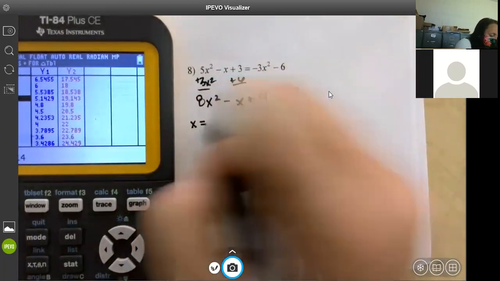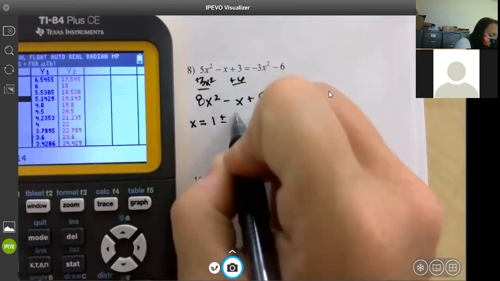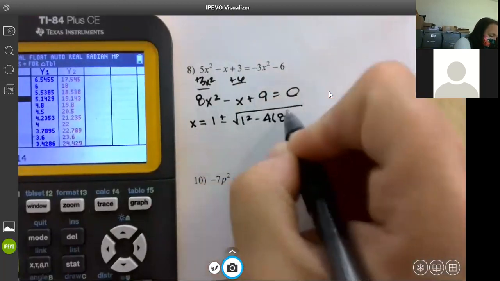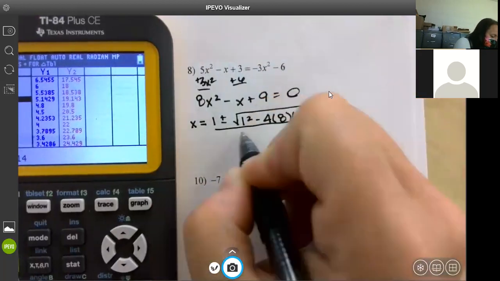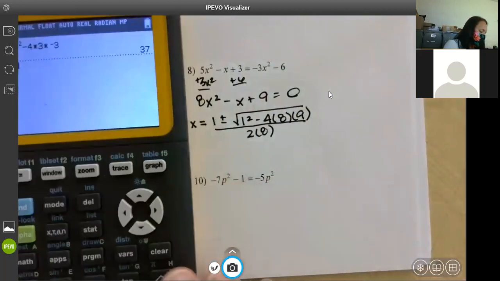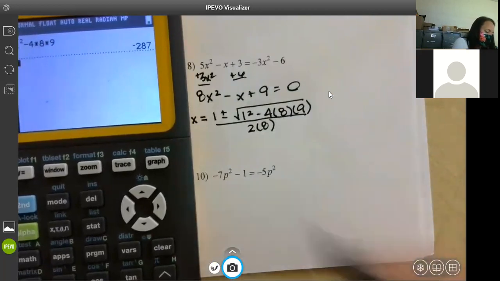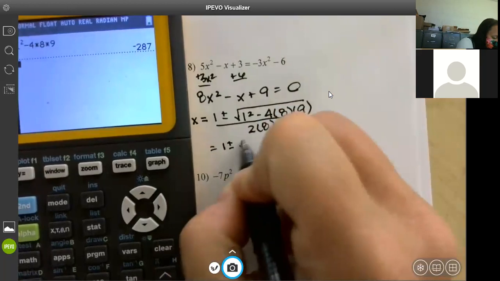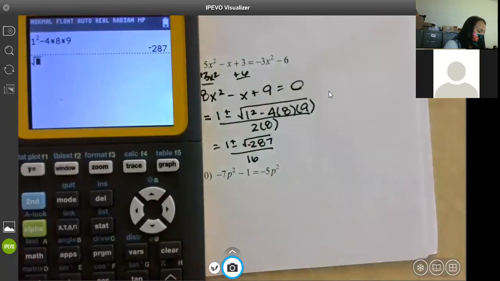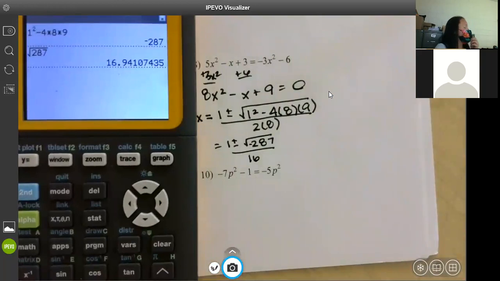Okay. X equals negative b plus or minus big fat square root of, all over. Good. Underneath, 1 squared minus 4 times 8 times 9. We get negative 287 over 16. You can see that you were right. You couldn't factor it because it's not a perfect square root.